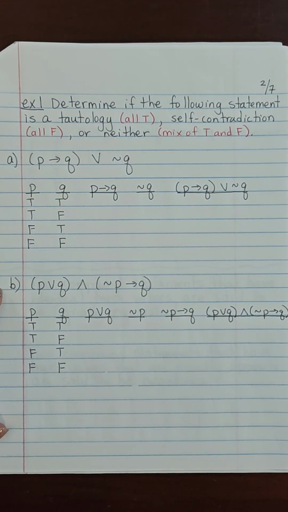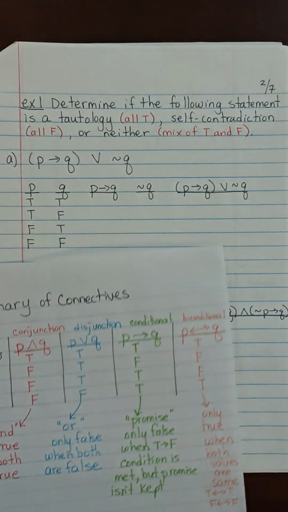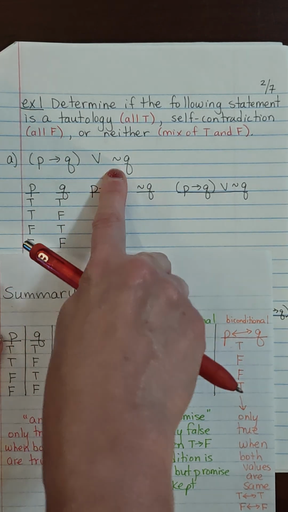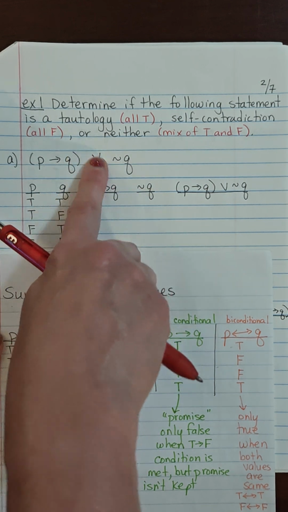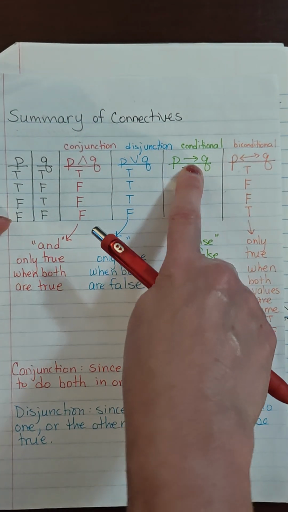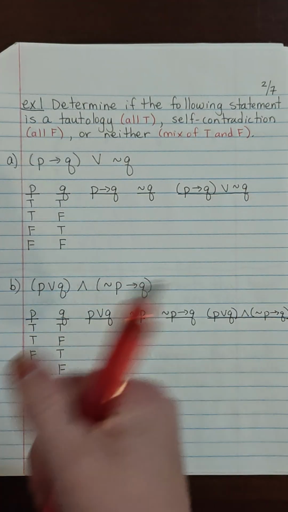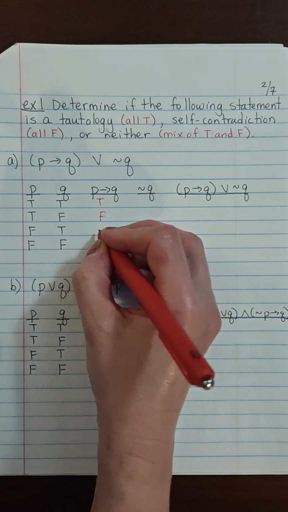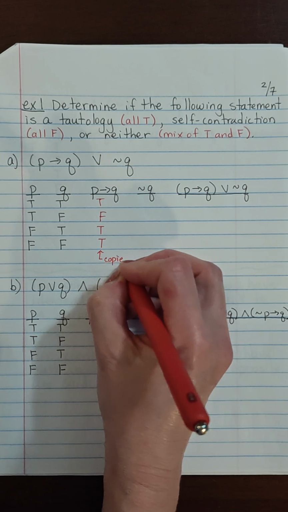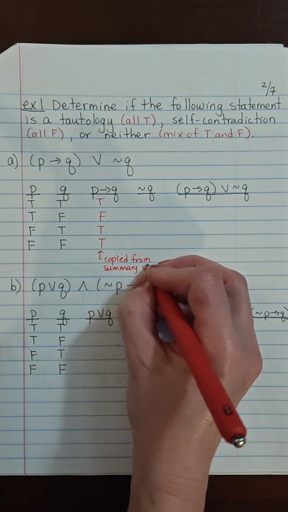Okay, so let's bust out this summary of connectives that we talked about in the last section. Here, I'm going to do what's in the parentheses first, that conditional from P to Q. I'm going to do the not Q, and then I'm going to disjunction, or, those two together. This P to Q, this conditional, is just my standard issue P to Q. So I can just copy it down from this column. So it's just true, false, true, true. And I'm just going to make a note here that I copied it from my summary sheet.